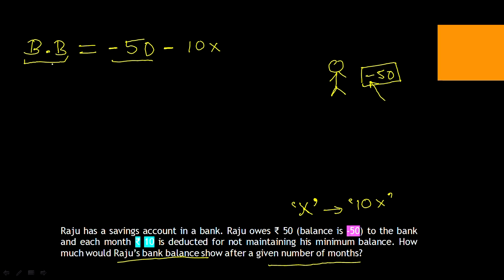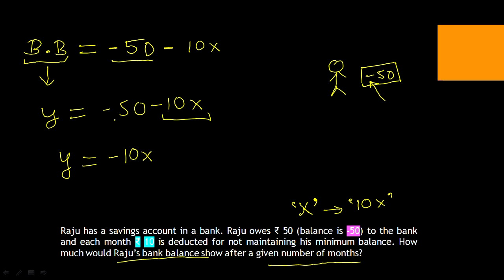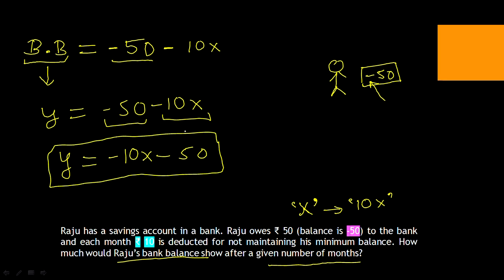Now BB, bank balance, is a variable, so we use another letter y as usual to denote it. So y equals minus 50 minus 10x. Now to keep things uniform, we rearrange the terms and write this as minus 10x. I just write this term before, and I'll write this term after this, minus 50.